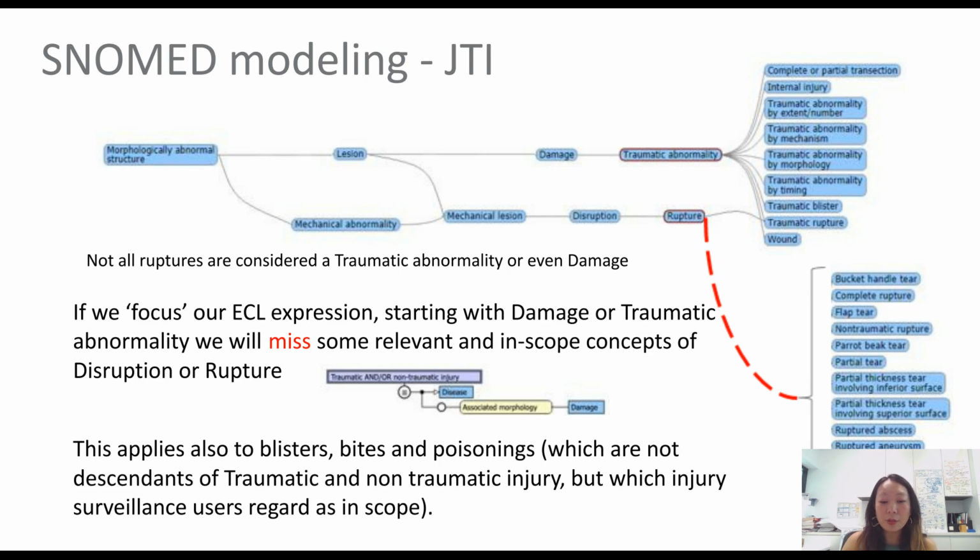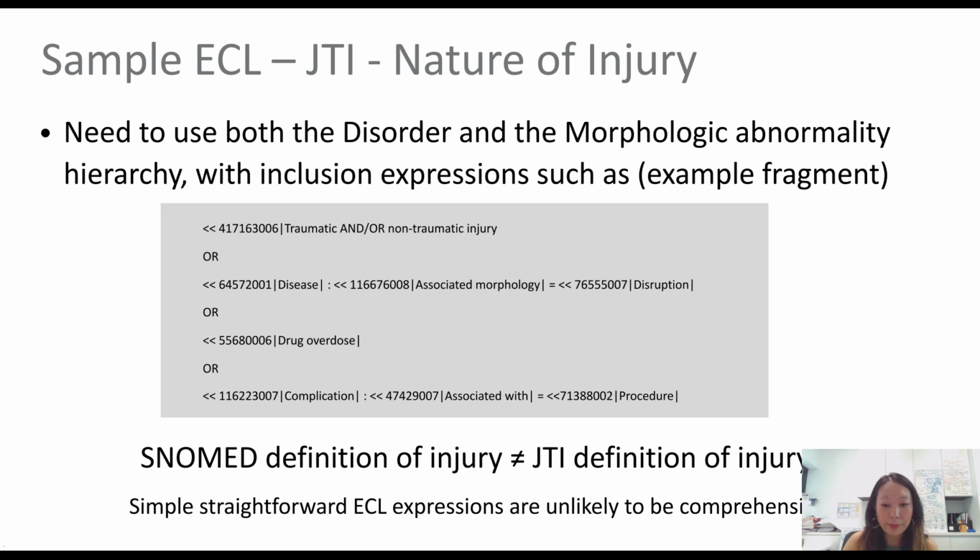This applies to blisters, bites, and poisonings, as all of these are not considered to be damage, so they don't belong to the traumatic and non-traumatic injury hierarchy. But injury surveillance users regard these as in scope.